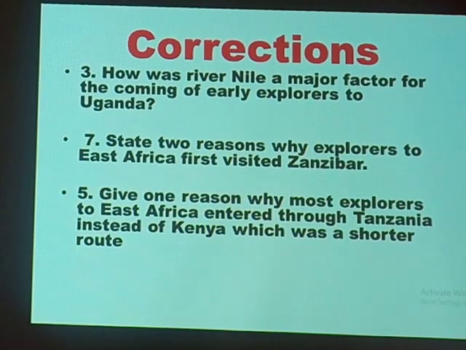Question 1, which was number 3. How was River Nile a major factor for the coming of early explorers to Uganda? Solution: most explorers to Uganda came to find the source of River Nile. Same as early explorers to Uganda were interested in getting or finding the source of River Nile.